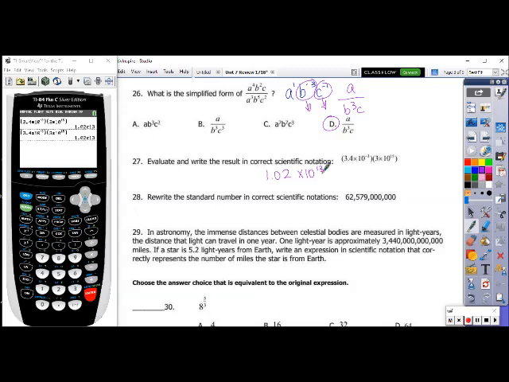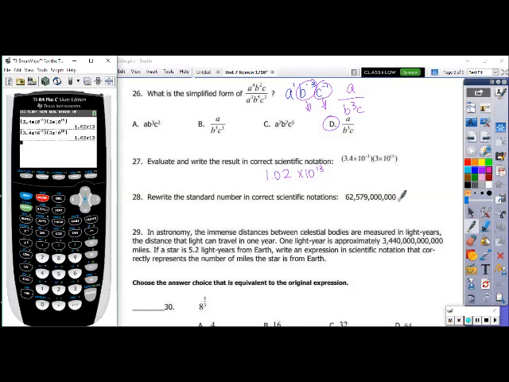Then in number 28, you could put that in your calculator if you wanted to. Before you did, you would probably need to put it in scientific notation. So I would go back to mode, arrow to the right, highlight the SCI. Then I could go back and put that in.